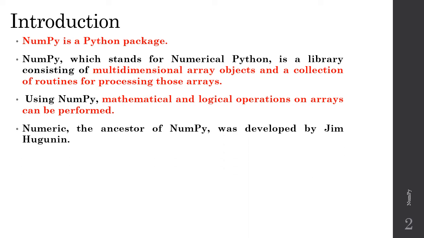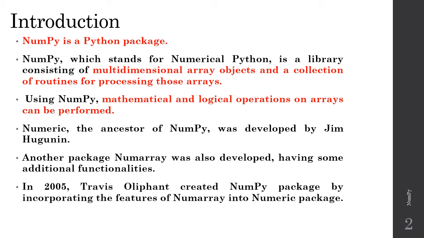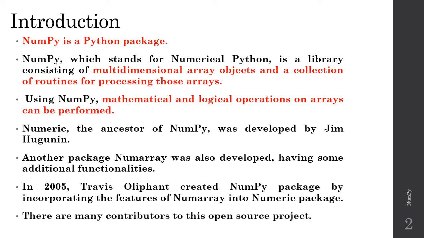The ancestor of NumPy is Numeric and was developed by Jim Hugunin. Another package, NumArray, was developed having some additional functionalities compared to Numeric. In 2005, Travis Oliphant created the NumPy package by incorporating the features of NumArray into the Numeric package. There are many contributors to this open source project.